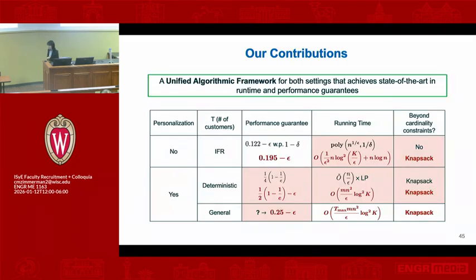Our contribution in this work is to propose a unified algorithmic framework for both settings that achieves state-of-the-art in both runtime and performance guarantees. Here, I will focus on the no personalization setting, and we can see that it improves the running time a lot because now we don't rely on simulation or enumeration. We actually identify a good relaxation for the original stochastic problem, and our algorithm is based on the relaxation.